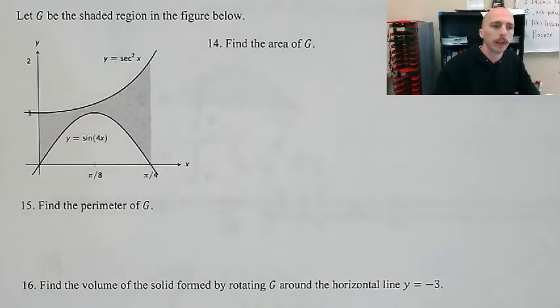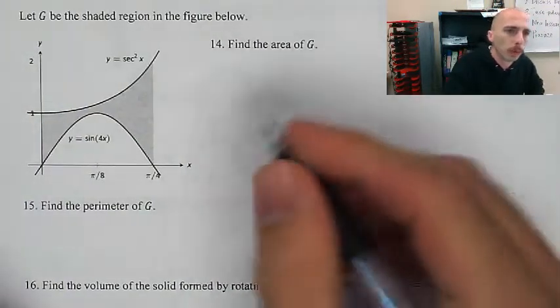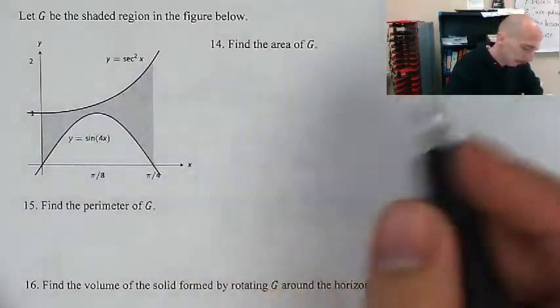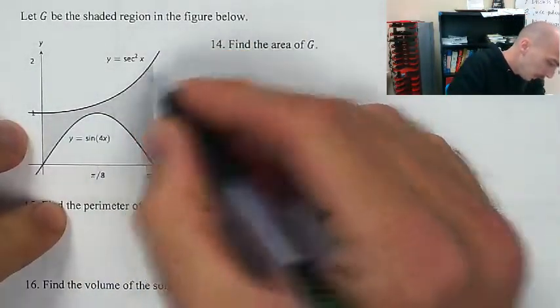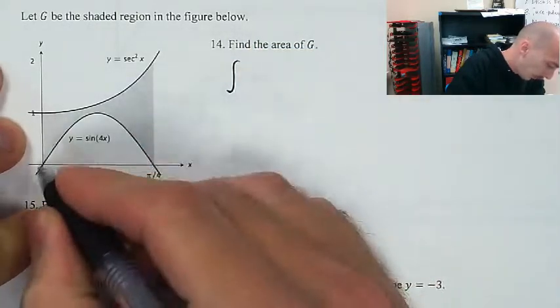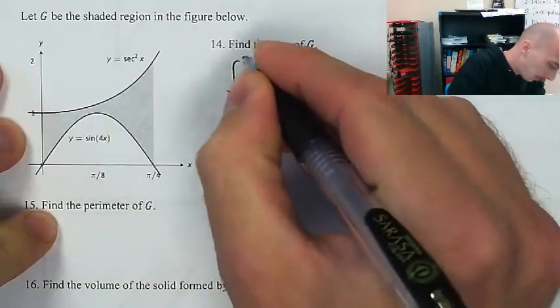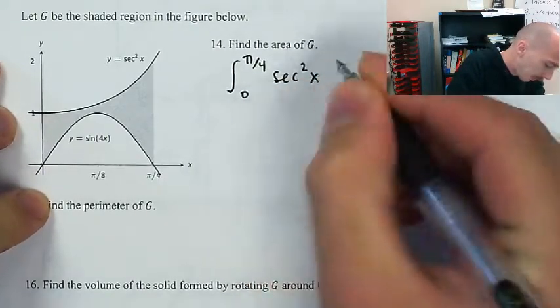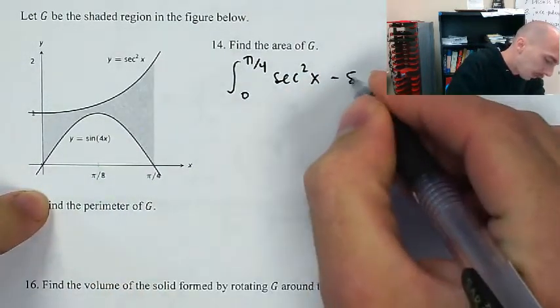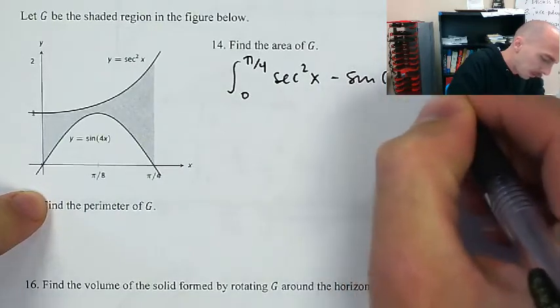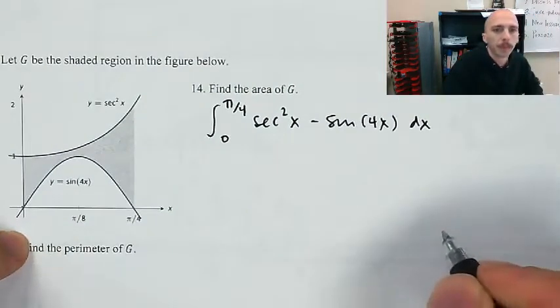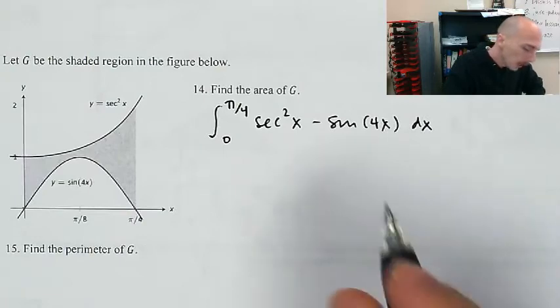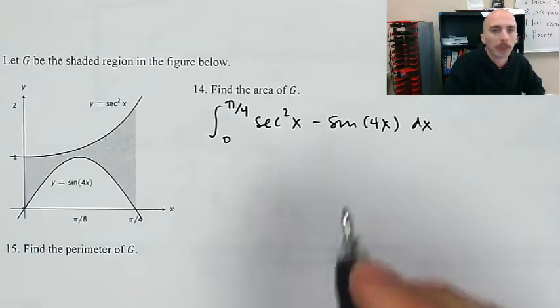Okay, so for the area of G, we're going to take top minus bottom. So it's going to be the integral from x equals 0 to x equals pi over 4 of top, which is secant squared x, minus bottom, which is sine of 4x. Okay, that's what I wrote down. And I'm going to do this one by hand because we can.